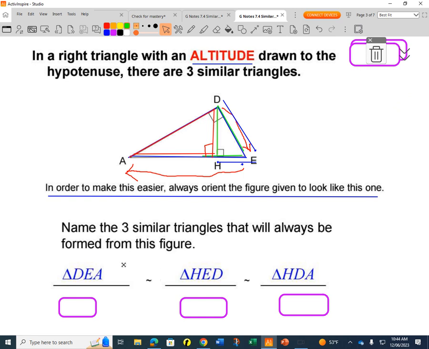All right, so now we're going to name the big triangle differently. There are at least 3 ways to do it. We're only going to do 2, but we're going to start with naming the big triangle now, EDA. Don't forget the triangle symbol. So triangle EDA.